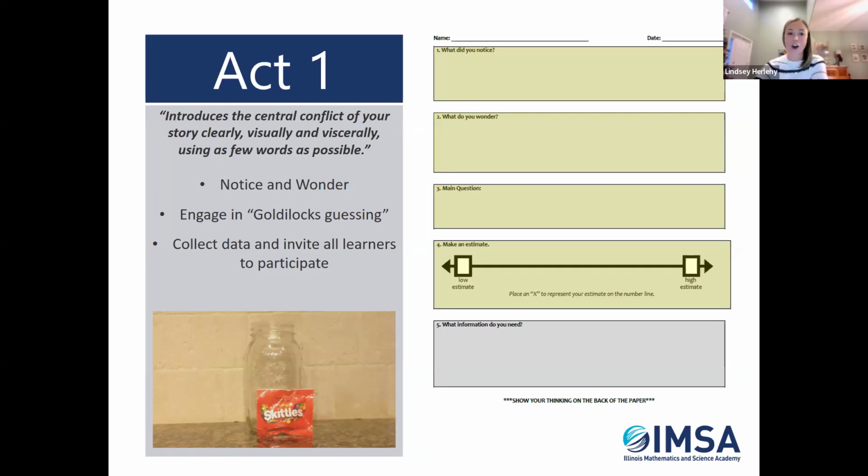But in the first act, all we are doing here is introducing the conflict. And this is typically through a video or a picture. Again, a low floor, high interest image or visual that students are seeing here. They do noticings and wonderings, which, if you have seen anything through NCTM lately, is a huge emphasis of excellent mathematical practices, having students make observations and ask questions. And then they engage in Goldilocks guessing. So we love Goldilocks guessing. That's the too low, too high, and just right.